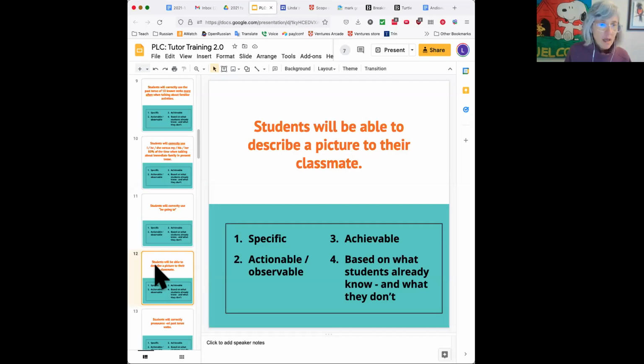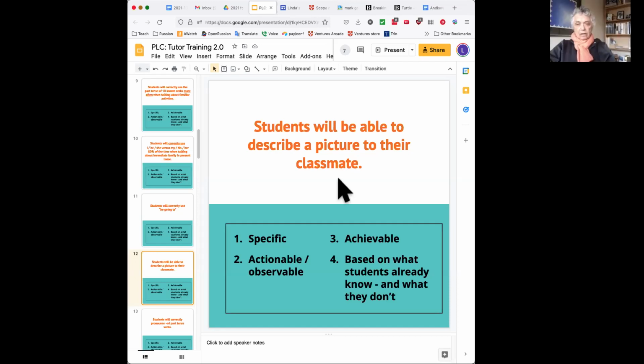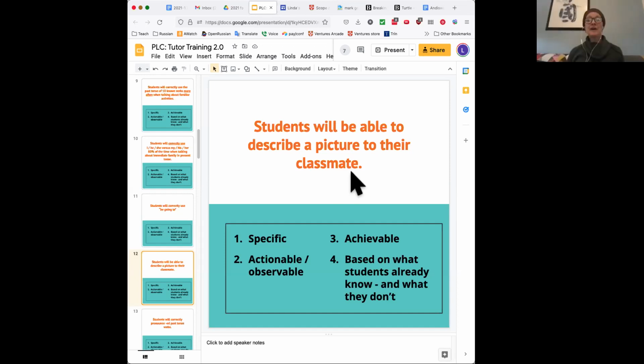All right, let's just do a couple more. All right. Let's see. Joanne, can you read this for us, please? Sure. Students will be able to describe a picture to their classmate. What do you think of this? I think that's good. I think it's valuable. The objective could probably be more specific, but I think the idea is very valuable.